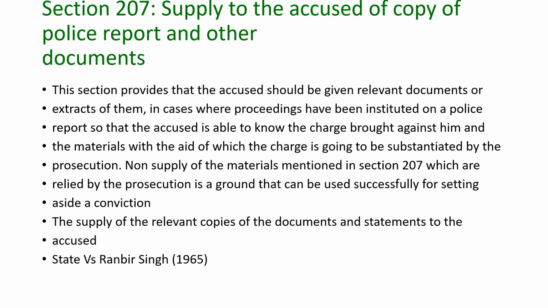Then we have section 207, that is supply to the accused of a copy of the police report and other documents. It is very, very much important for the accused to get the copy of the police report and the other documents that are against him or her. This section provides that the accused should be given relevant documents or extracts of them in cases where the proceedings have been instituted on a police report, so that the accused is able to know the charge brought against him and the materials with the aid of which the charge is going to be substantiated by the prosecution.